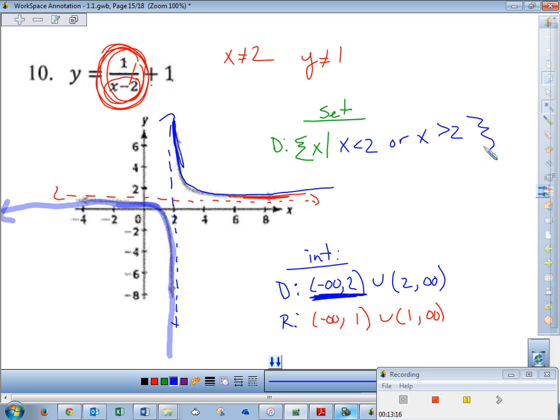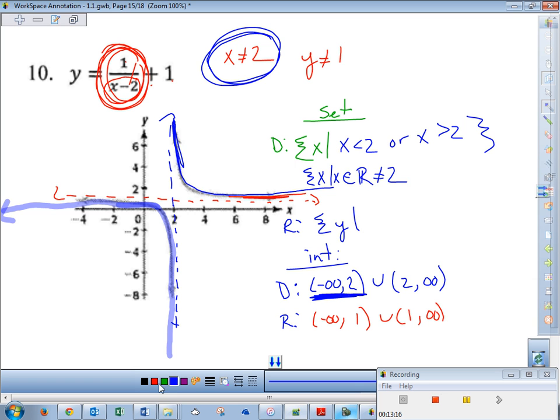Think about it. What didn't work for x? 2. Everything but 2. Another way to write that, if you wanted to, is the set of all x's such that x is an element of the reals not equal to 2. Right? Such that x is a real number that's not equal to 2. It's another way to write the same thing. Range: set of all y's such that y's got to be less than 1, or y's got to be greater than 1.